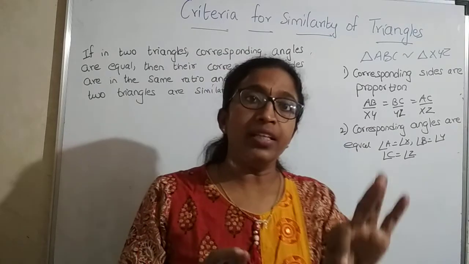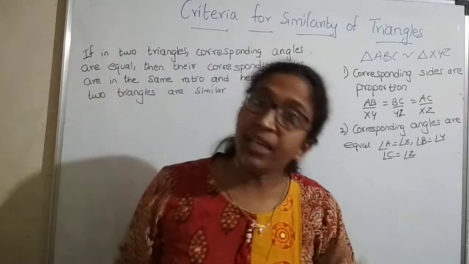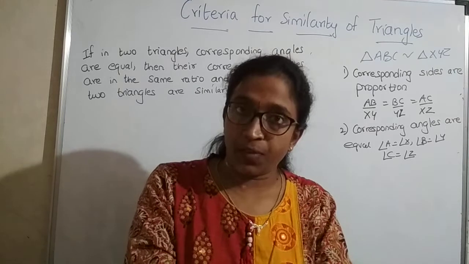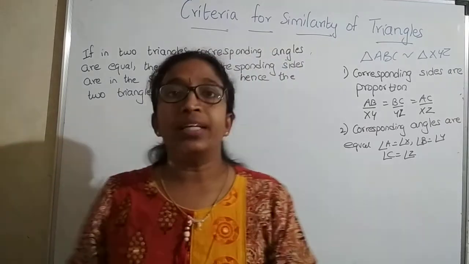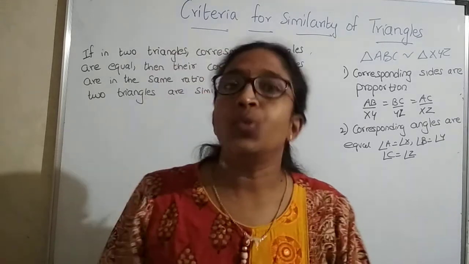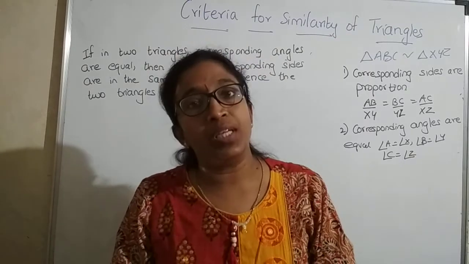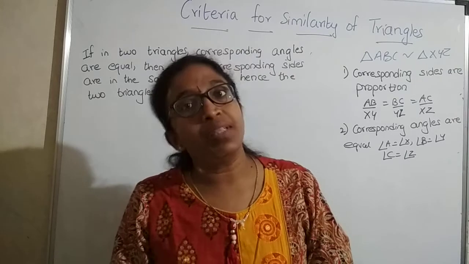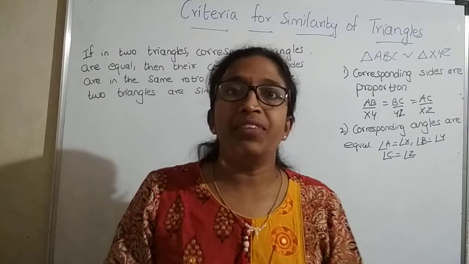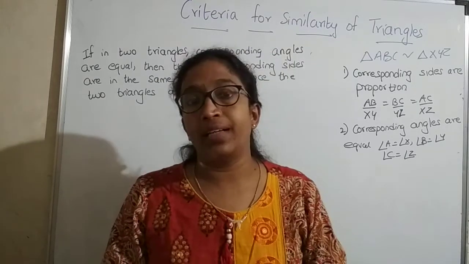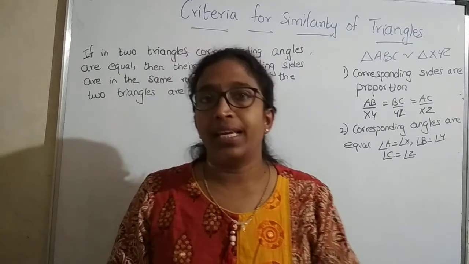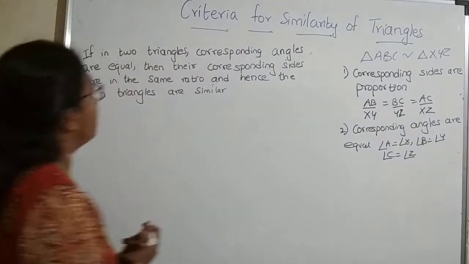So let's understand the 3 conditions. If these 3 conditions are satisfied, then the remaining 3 conditions are also satisfied, and we say them to be corresponding. That means they are the corresponding parts of similar triangles. If it is sides, then we can say corresponding sides of similar triangles. If they are angles, then we can say corresponding angles of similar triangles. So let's see the first condition which I have written.